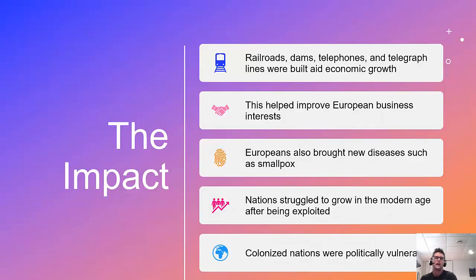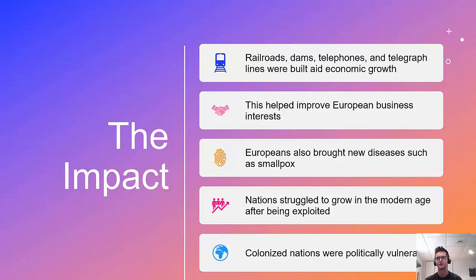If we think about good impacts, we got railroads, dams, telephones, and telegraph lines. We really grew economically, and European business grew hugely. But with these positives, there's lots of negatives. The Europeans brought new diseases such as smallpox. Nations struggle to gain power in modern ages after being exploited.